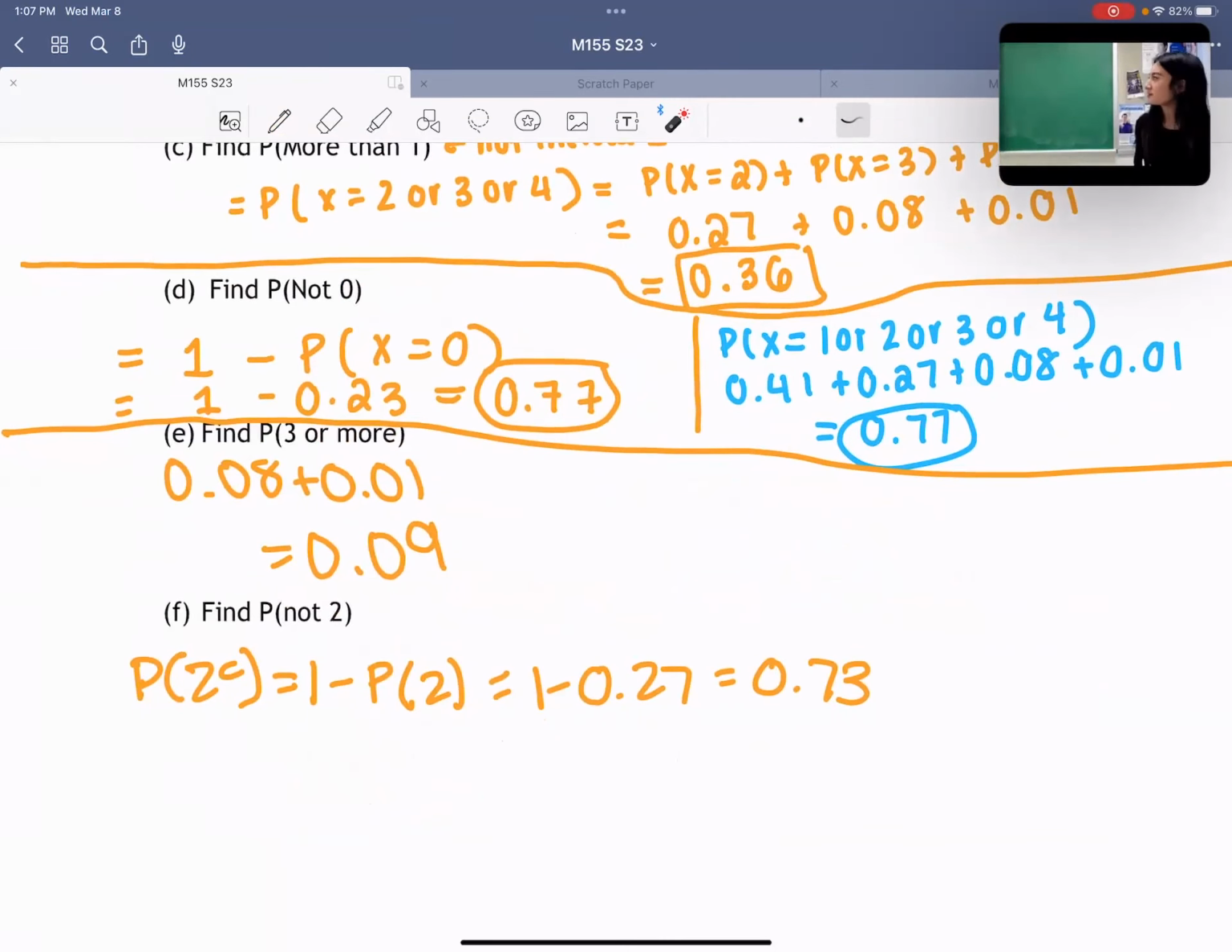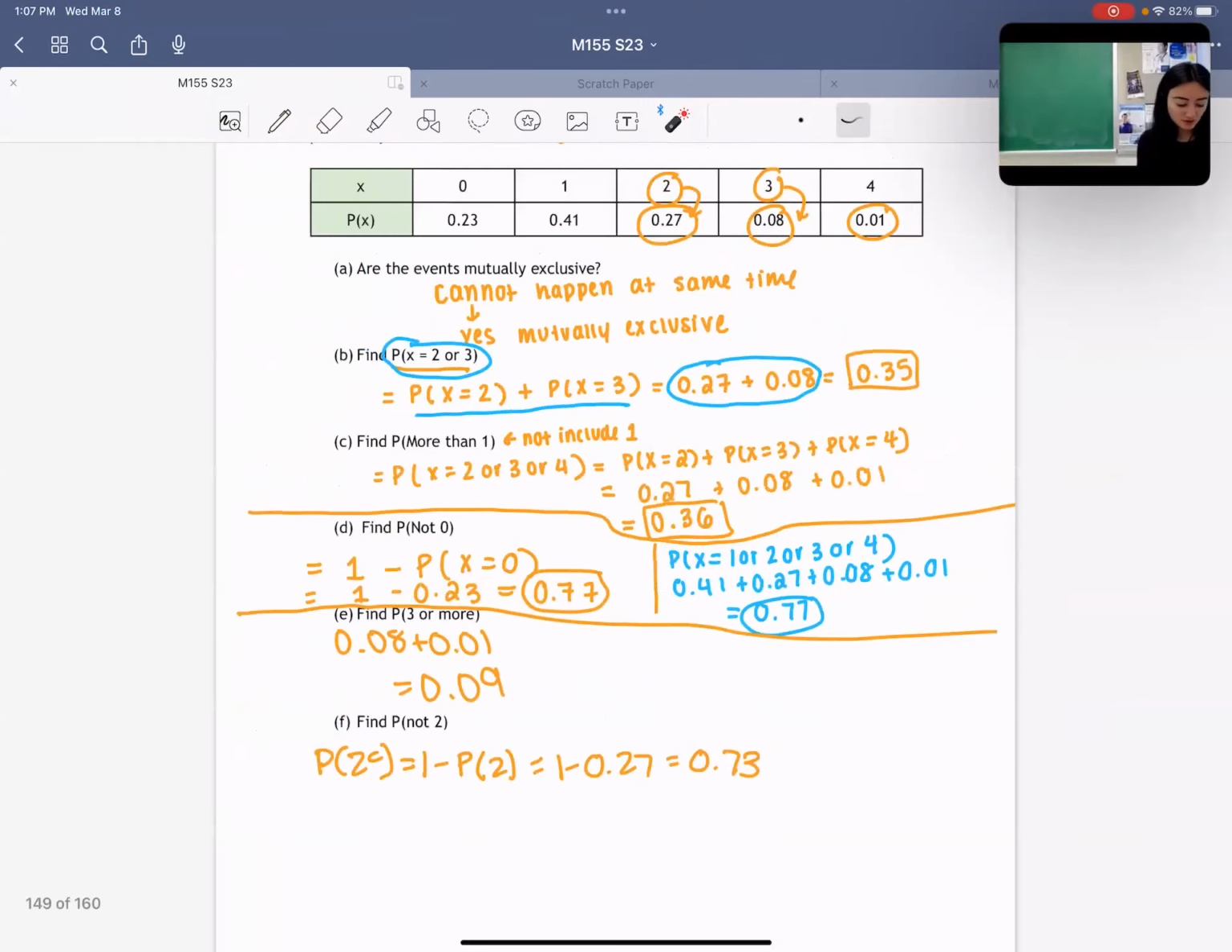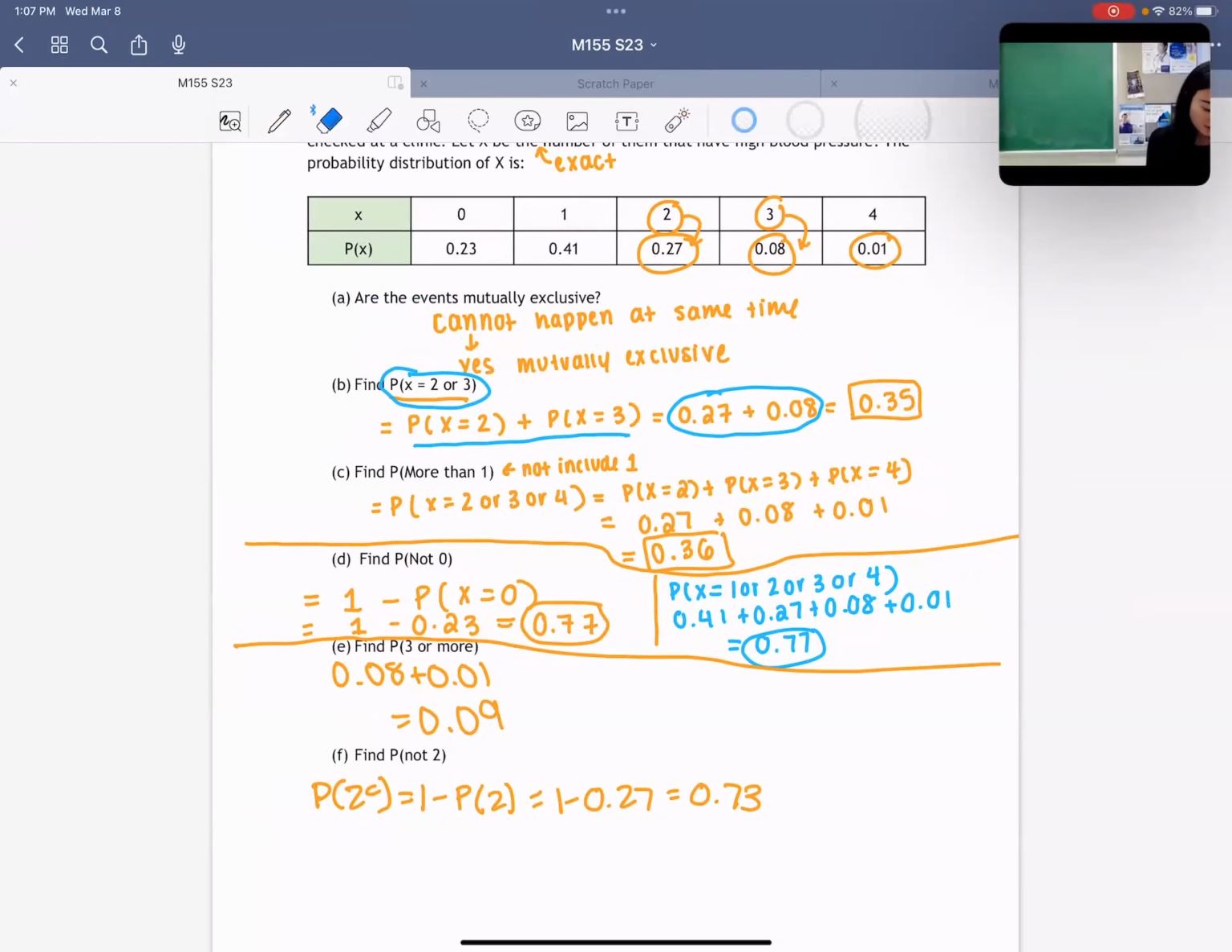All right, part E, I wanted to find the probability of getting a 3 or more. And let me just erase what I have here so I can point to stuff easier. This one was Courtney. Do you want to take us through this one? Perfect, right? Just find 3, find everything more than 3, and add them together.